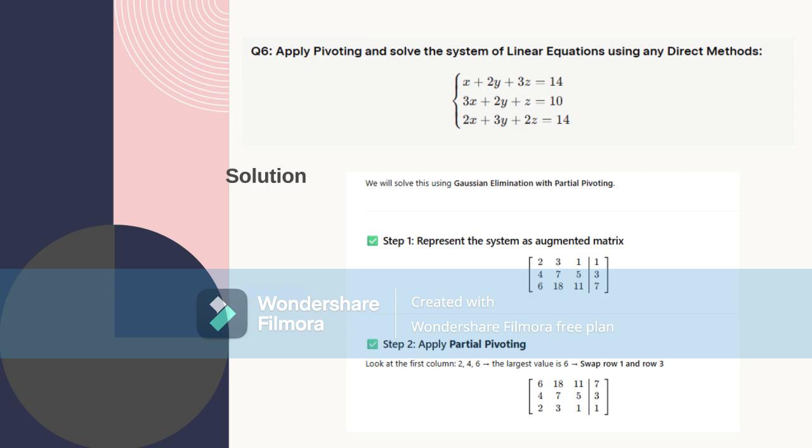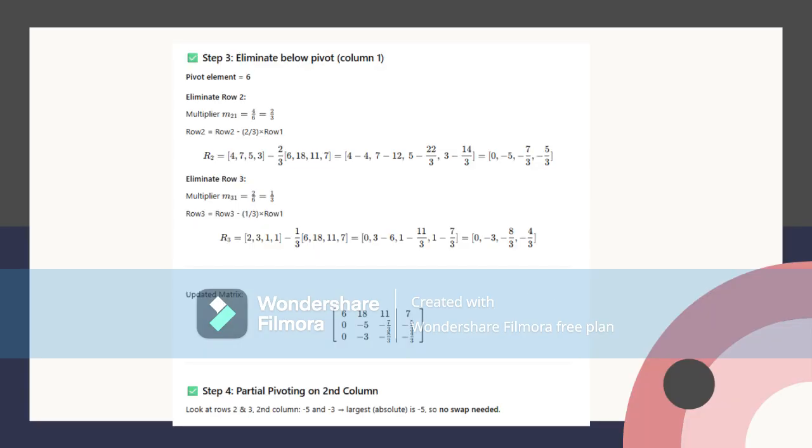Apply partial pivoting. Look at the first column: 2, 4, 6. The largest value is 6. Swap row 1 and row 3. Eliminate below pivot in column 1. Pivot element is equal to 6. Eliminate row 2. Now eliminate row 3. The updated matrix is on the given PPT slide.